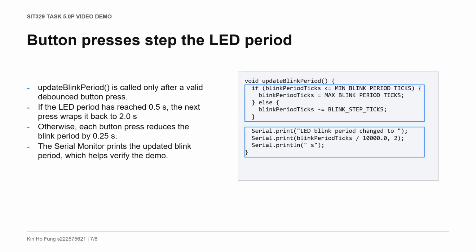The update function is where the blink period requirement is implemented. If the current period is already at the minimum value of 0.5 seconds, the next press wraps it back to 2 seconds. Otherwise, it subtracts 0.25 seconds. The serial monitor prints the selected period, which makes the video demonstration easier to verify.